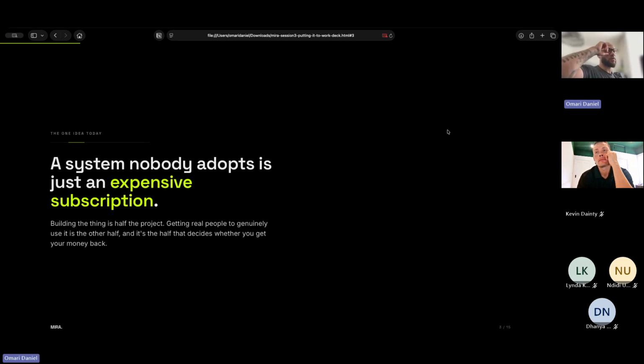A system nobody adopts is just an expensive subscription. This underlines a point I raised in the last couple of sessions, which is that we want to build most of our understanding about where these systems are best used by addressing the problem first. In the first two sessions, I covered how to look into the business and where to look to see where these problems exist. As we progress through this talk, I'm going to cover how to ensure that the problem you're solving works for the people who are going to be using the tool, and what that really means in context.